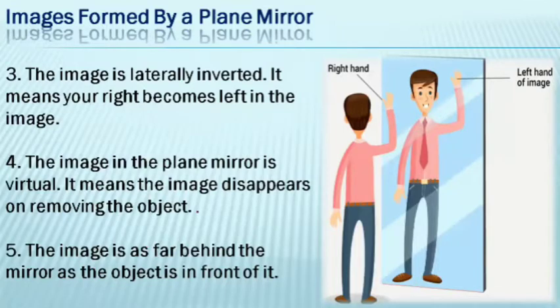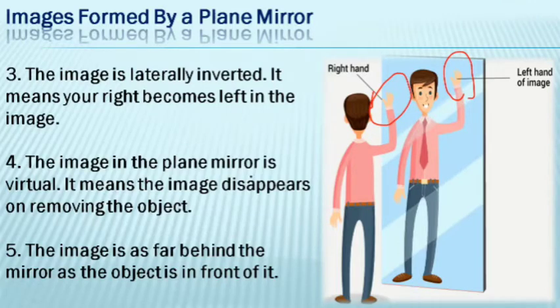Number three, the image is laterally inverted. What does laterally inverted mean? Lateral means on both sides; the image is inverted sideways. You are raising your right hand, but in the mirror you see the left hand raised. That's why it is called a mirror image. If you use your right side, you see that right side in the mirror as the left side. That is called laterally inverted.